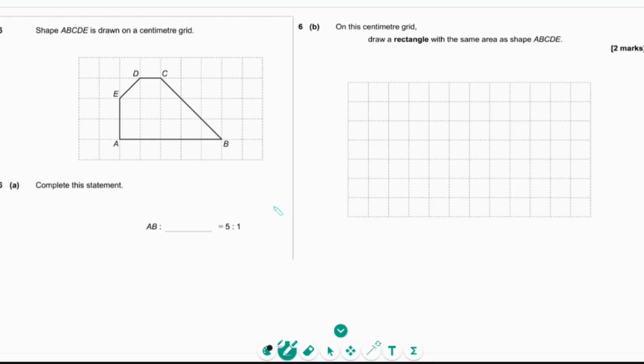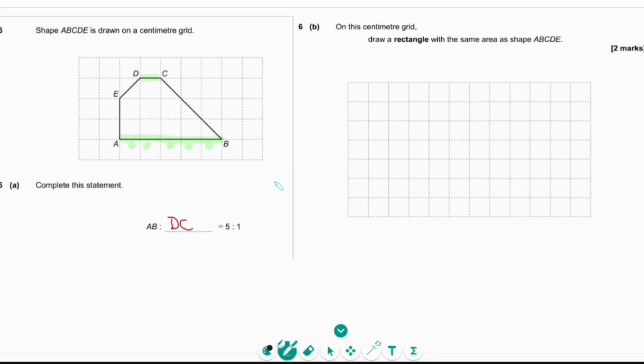Question 6. Shape A, B, C, D, E is drawn on a centimetre grid. Complete the statement AB to DC is something to 1. AB is 5 centimetres. DC is 1 centimetre, so AB to DC is 5 to 1.